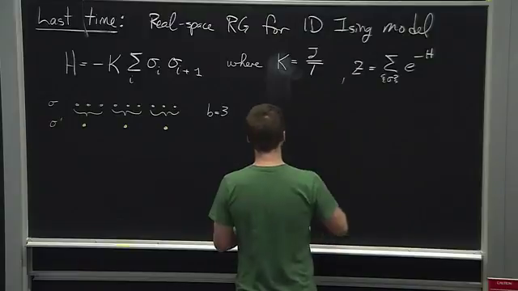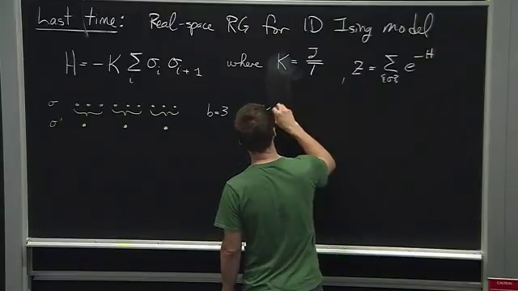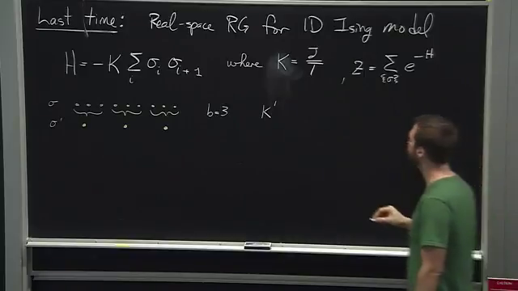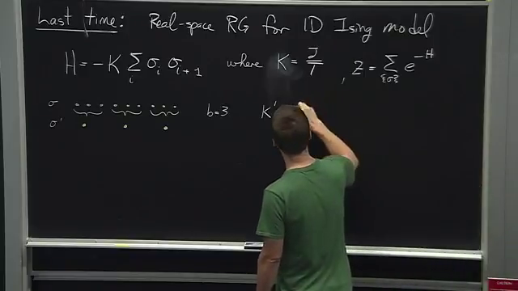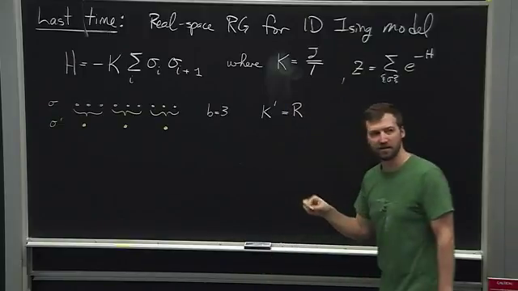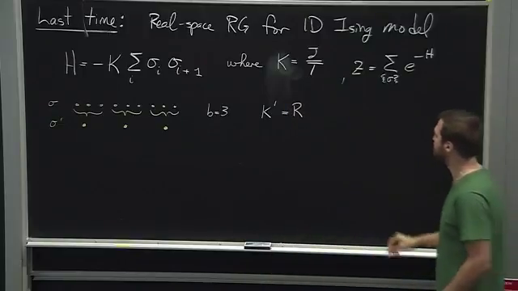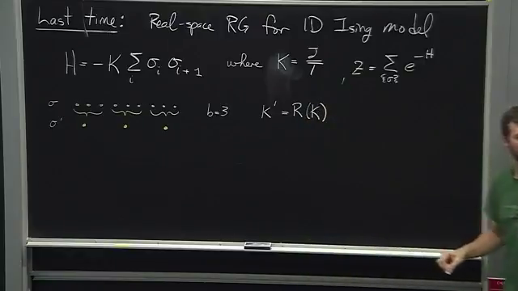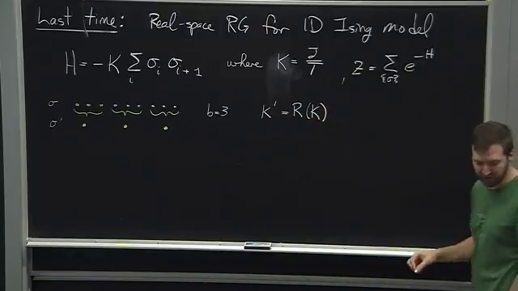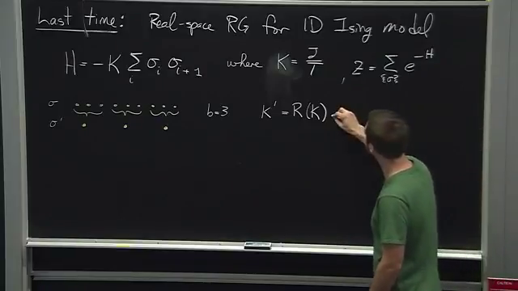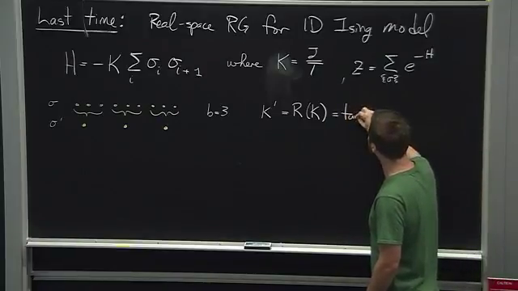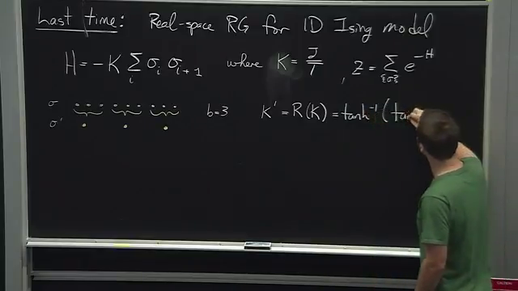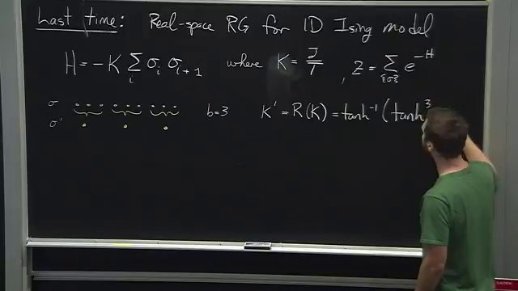So this led us to the recursion relation, which I defined as K prime. It's 1 step of the renormalization group procedure. It's basically applying this complicated nonlinear transformation to K. Okay. And that recursion relation is the thing that we'll study now. It was inverse hyperbolic tangent, tanh cubed K.